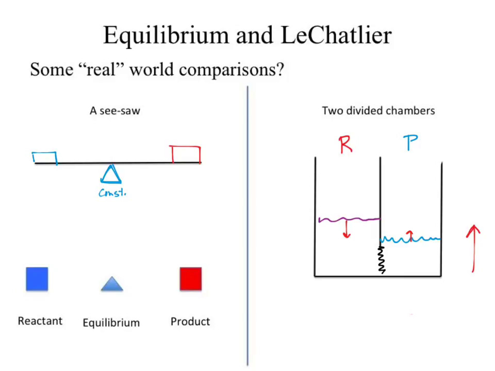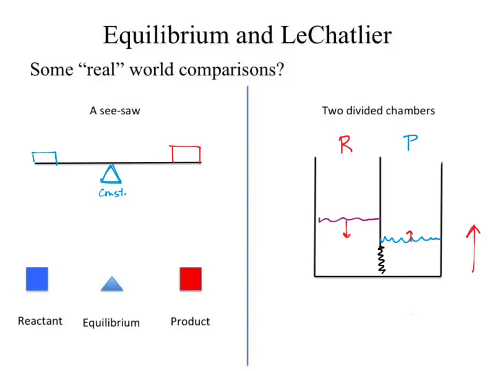But a reaction will always have a constant fulcrum. The fulcrum will never move for any given reaction. So this is one of the things that's interesting about it being constant. Once I've picked a reaction, the fulcrum stays constant. If I still want more products, what can I do?